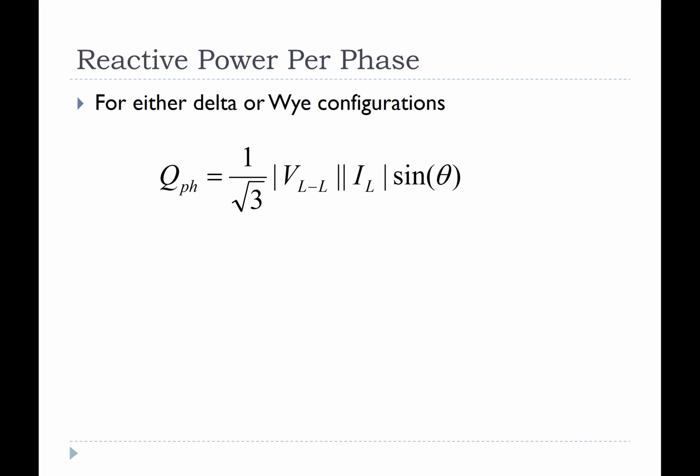And similarly, we could derive for the reactive power, and it's the same equation except we have sine theta. Remember, from your power triangle, we have P and Q. So we get cosine theta for P and sine theta for Q.